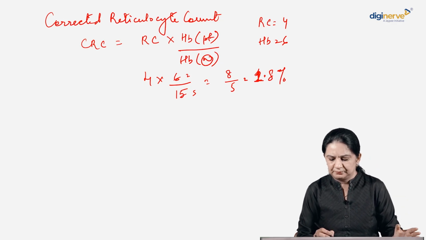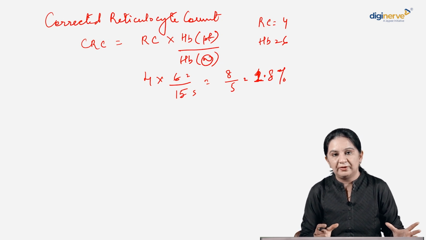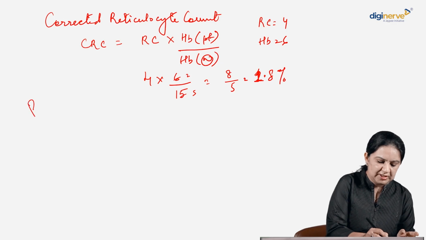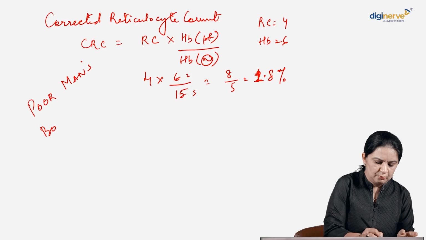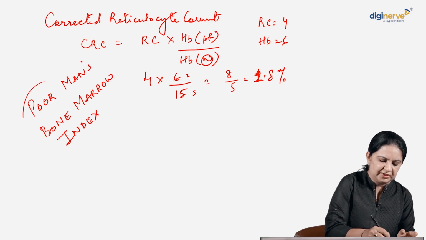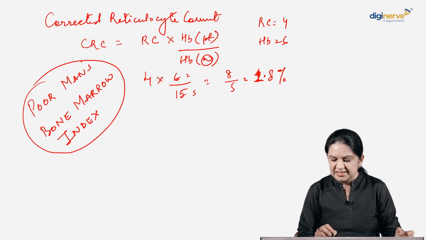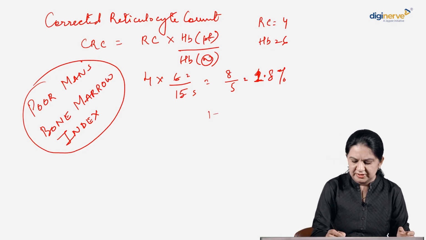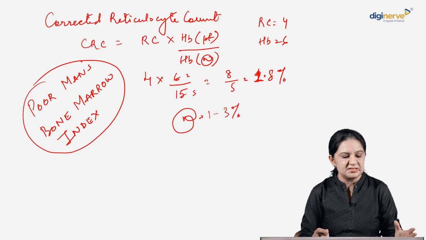Please remember that this corrected reticulocyte count reflects the bone marrow's activity. So it's also known as poor man's bone marrow index. An important question, what is corrected reticulocyte count, also known as? Poor man's bone marrow index. Normally the corrected reticulocyte count is around 1 to 3%. An accurate reticulocyte count is key to the classification of anemias. We will study this later.